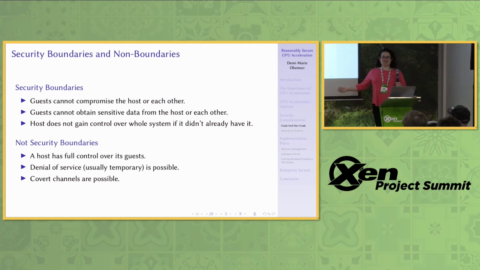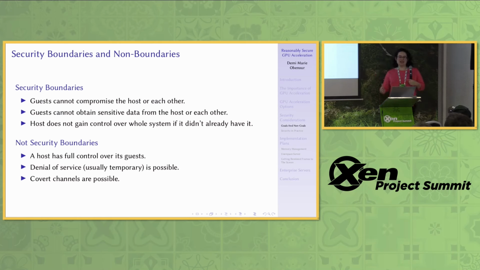Security considerations. I said this was going to be used for untrusted guests, so it obviously had better be secure. So what are the security boundaries and what aren't? The security boundaries are that a guest cannot compromise the host or each other. Guests cannot obtain sensitive data from the host or each other. And the host doesn't get control over the whole system if it didn't have it already. And that means that the host, for this purpose, doesn't have to be DOM0. It only has to have privileges over the domains that it's providing VirtIO GPU to.